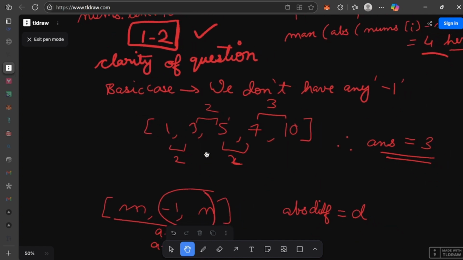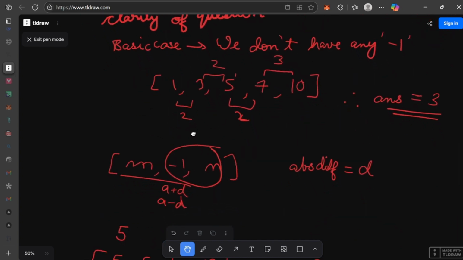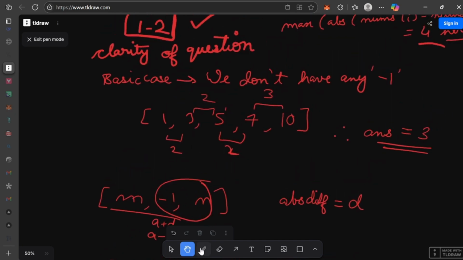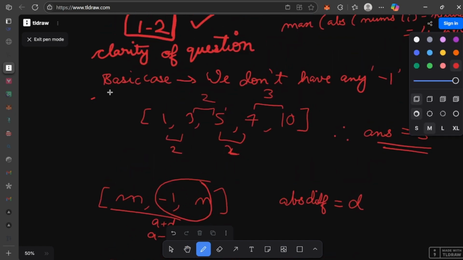But here we are solving the Leetcode problem, so we would go step by step. So base case would be we don't have any -1. 1, 3, 5, 7, 10. You can show this example during an interview too. Take out the differences. 1 and 3 we would get 2. 3 and 5, for each continuous pair we need to find their differences, and out of these differences like 2, 2, 2, 3, we have to find the maximum difference after we chose an x value or y value for -1, but here it doesn't have.